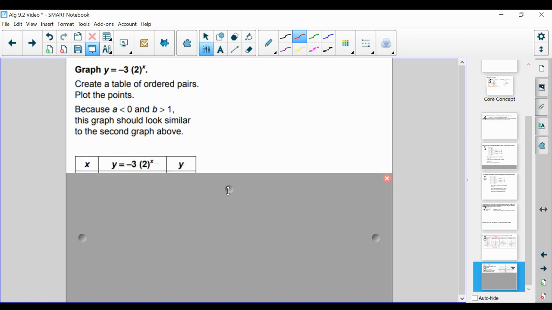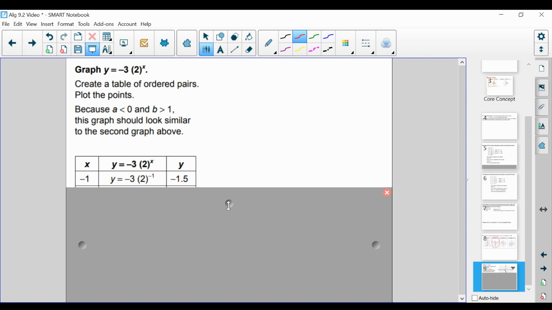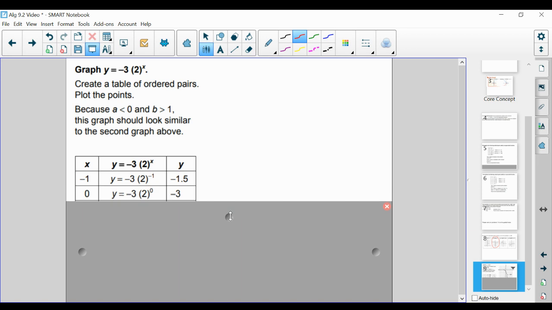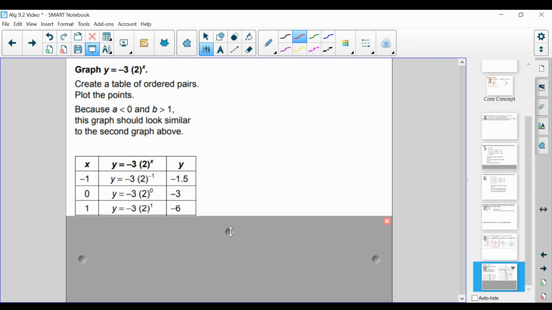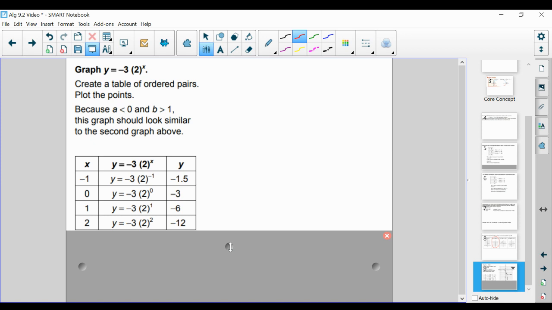So let's create our points. We're going to choose the x value of -1, plug it in, we get -1.5. We have the x value of 0, we plug it in, we get -3. We have our x value of 1, we plug it in, we get -6. X value of 2, plug it in, we get -12. Notice that all these are changing by a factor of 2.